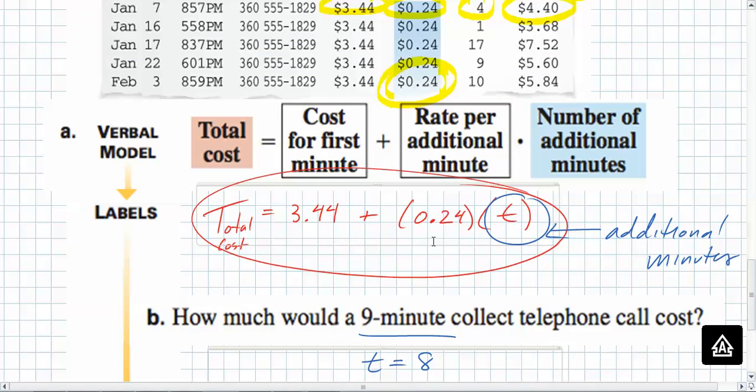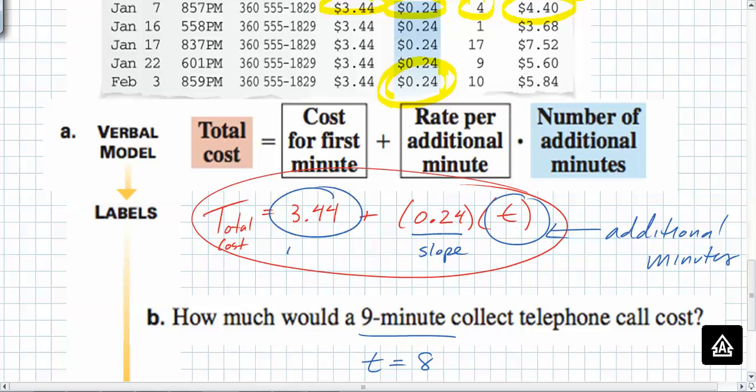And in this case, it's important to point out that our y-intercept is 3.44 right here, and our slope is 0.24. So this is our slope and this was our y-intercept. When time was 0, when little t was 0, we would cross the y-axis, total cost at 3.44.